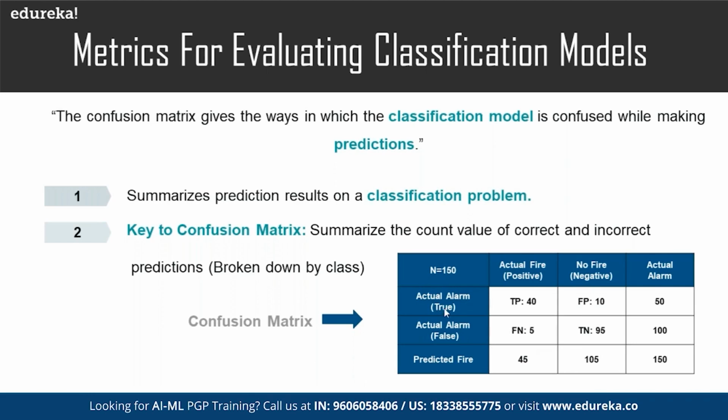Take this example. There is no fire, but the alarm actually alerted the people. We call it a false positive, because there was no fire but the alarm alerted the people. And for another example, let's say there is a fire and still there is no alarm. In such a case, we call it a false negative.